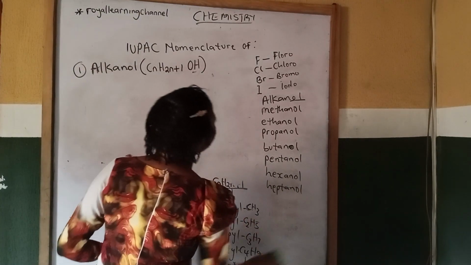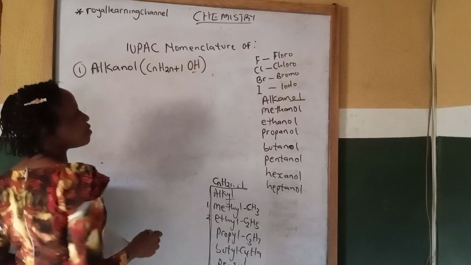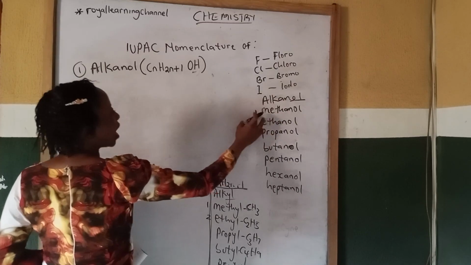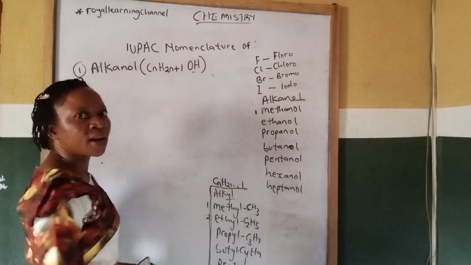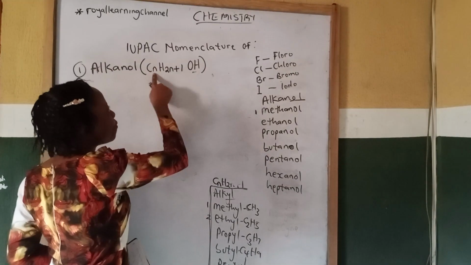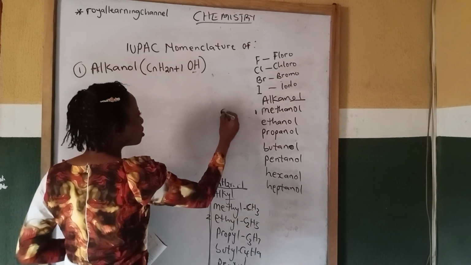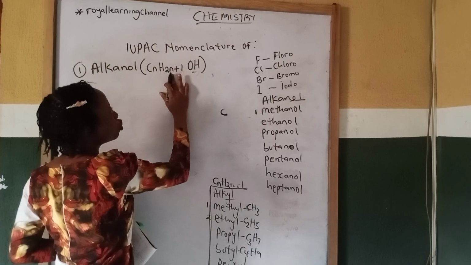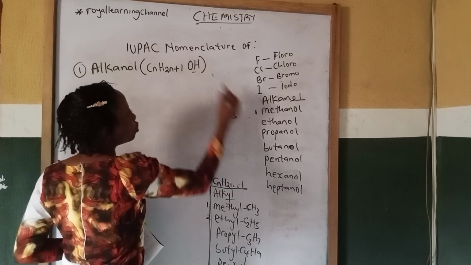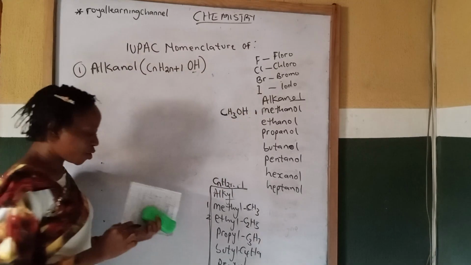From this general formula, what would be the molecular formula for methanol? Methanol is the first member. So my n from this general formula will be 1. C times 1 will give me C. 2 times 1 is 2, plus 1, that's H3. Then you add OH. This is the molecular formula for methanol.